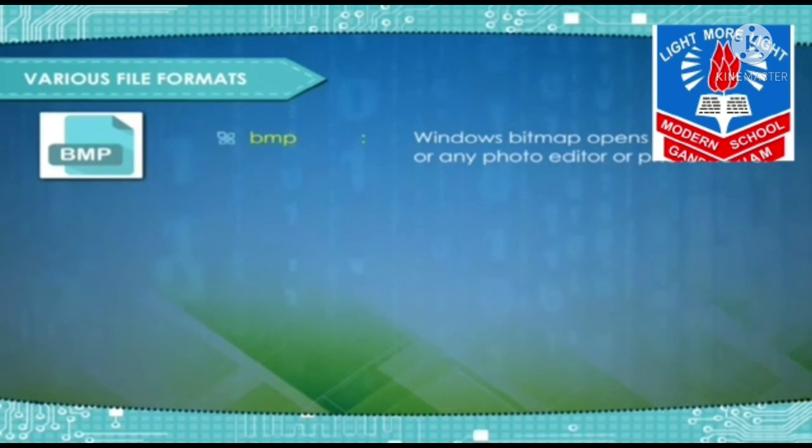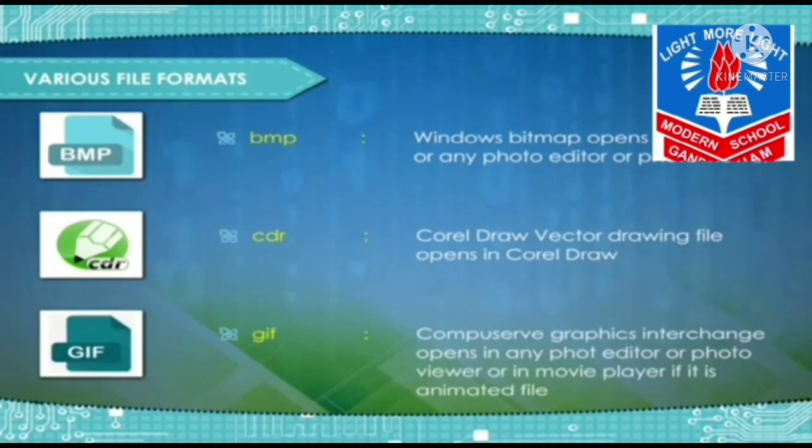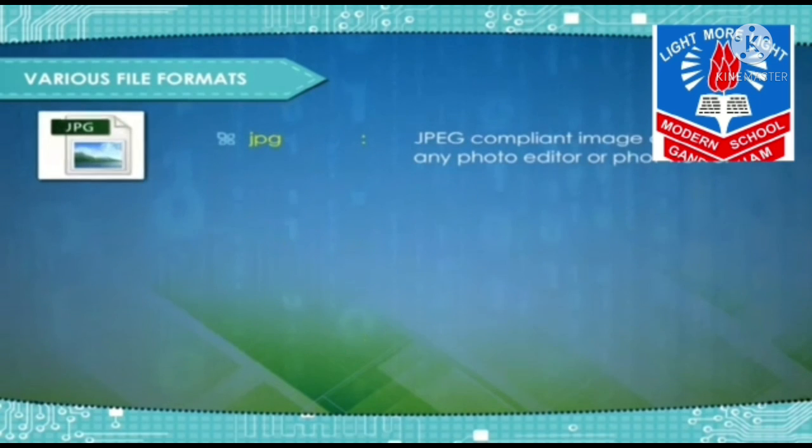BMP, Windows bitmap, opens in MS Paint or any photo editor or photo viewer. CDR, CorelDRAW vector drawing file, opens in CorelDRAW. GIF, compressed graphics interchange format, opens in any photo editor or photo viewer, or a movie player if it is an animated file. JPG, JPEG, compressed image, opens in any photo editor or photo viewer.